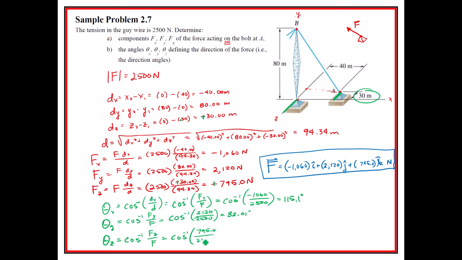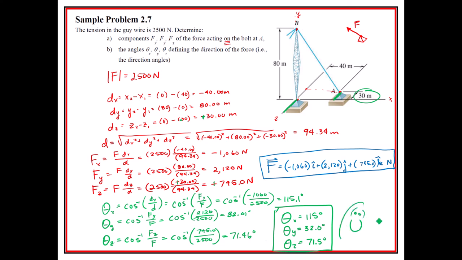795.0 divided by 2500, and we end up with 71.46 degrees. So the answers are theta x is 115 degrees, if I round down to 3 sig figs. Theta y is equal to 32.0 degrees. And theta z is equal to 71.5 degrees. Boom. And smiley face, sticking his tongue out.